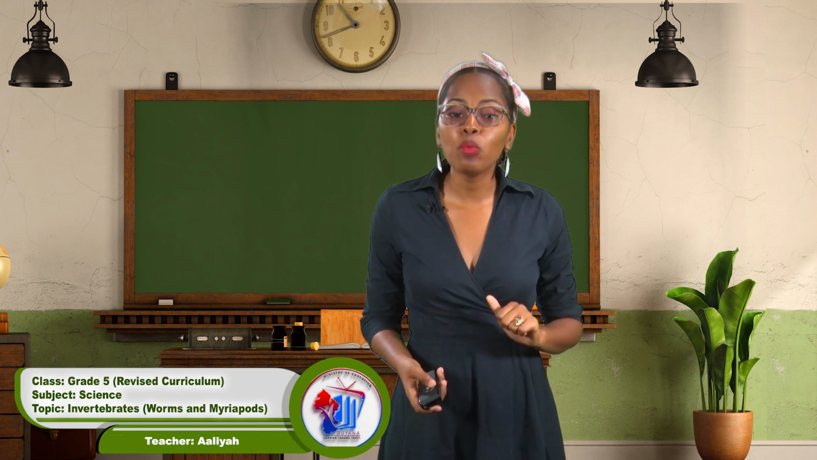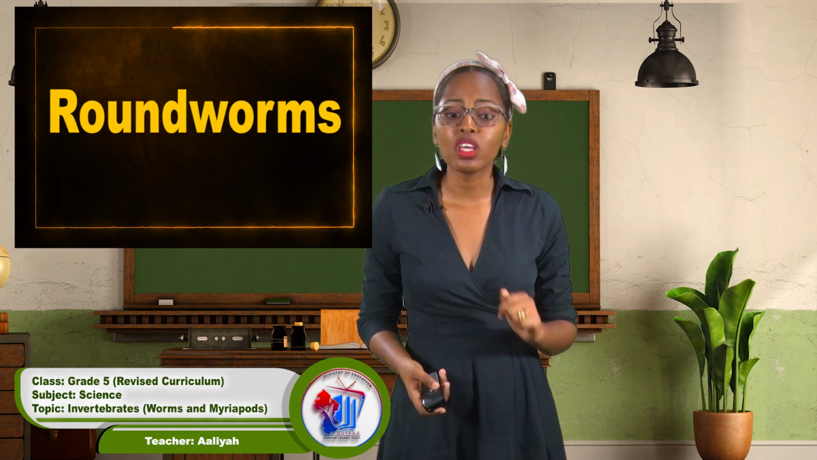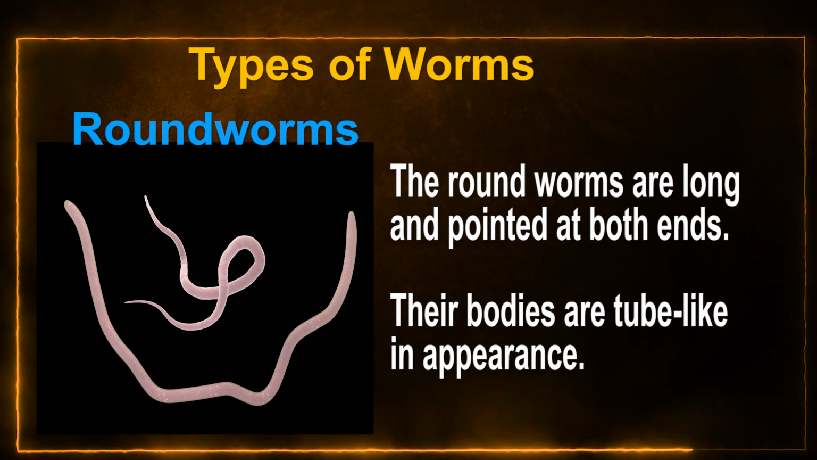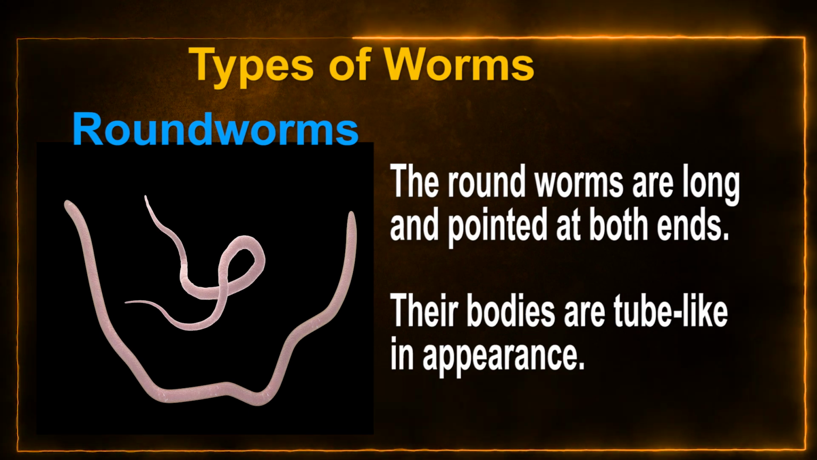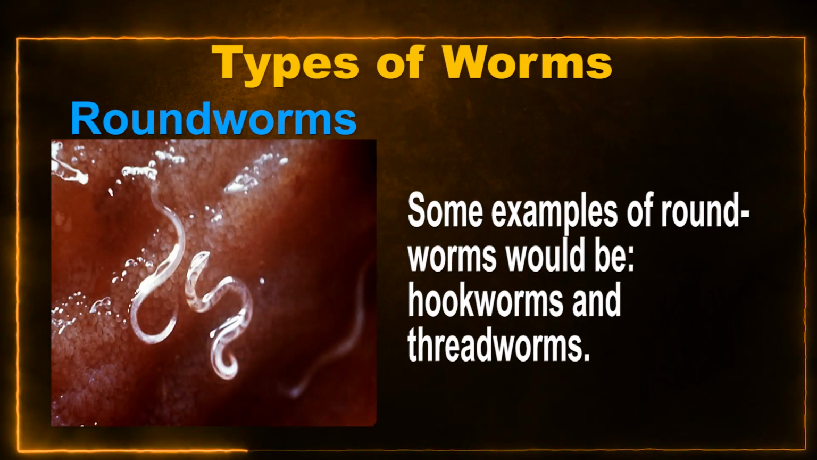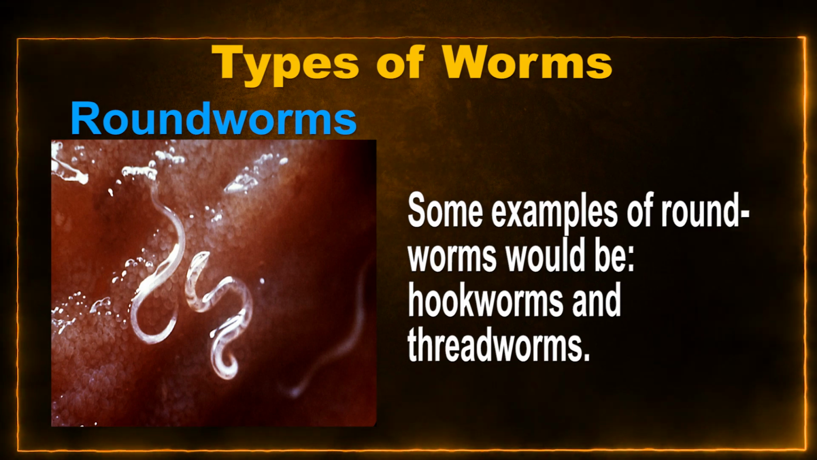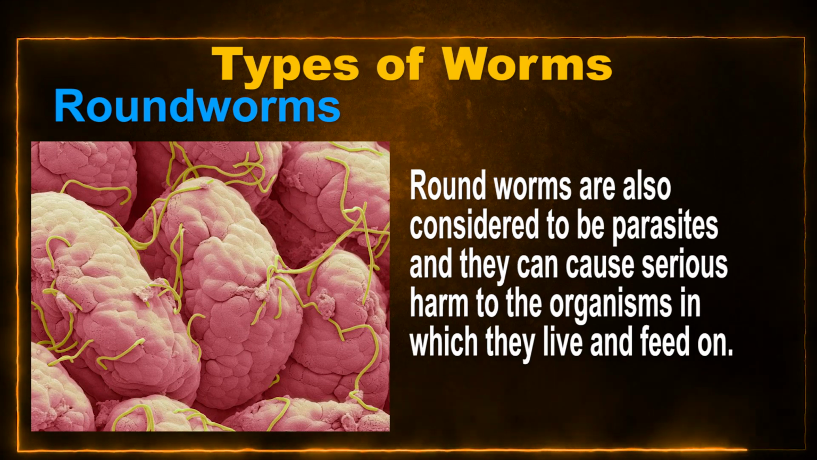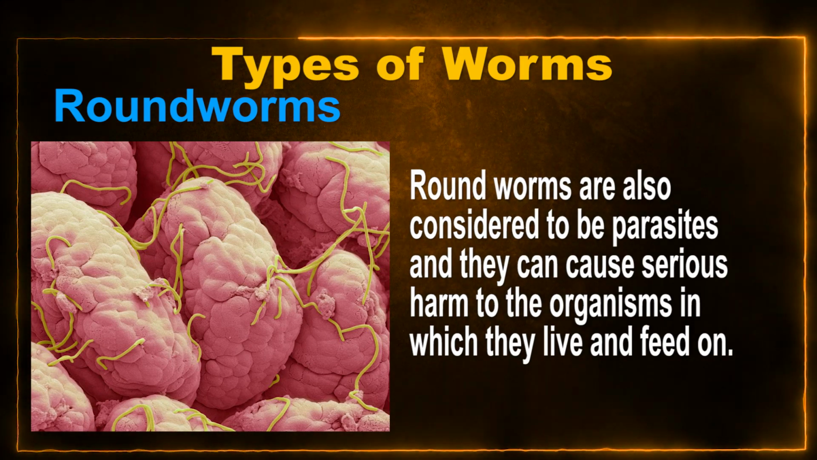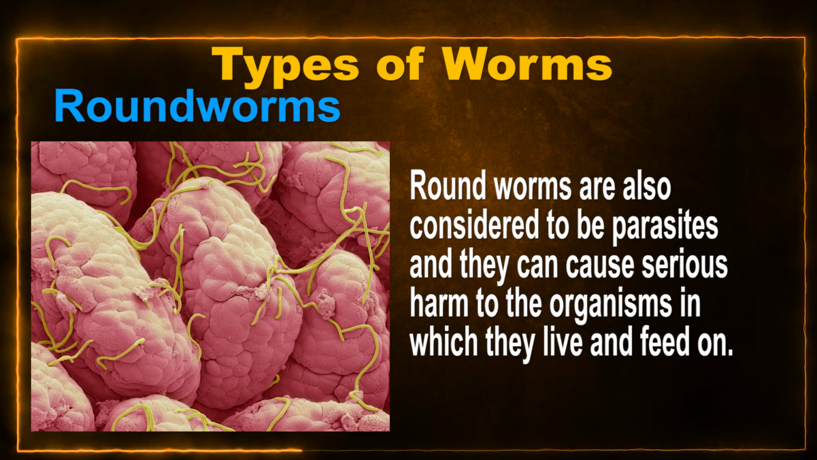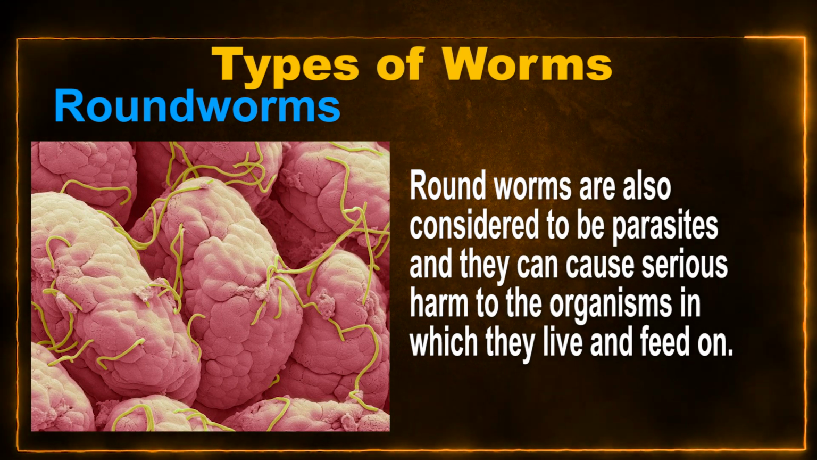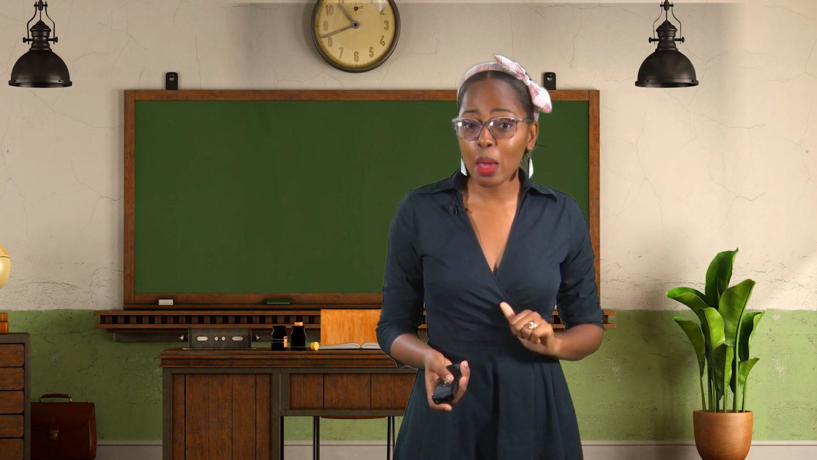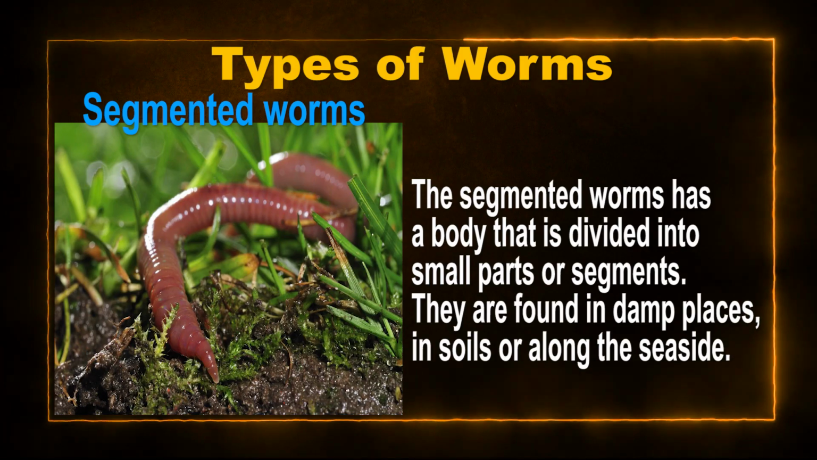Another type of worm would be the roundworm. The roundworm are long and pointed at both ends. Their bodies are tube-like in appearance. Some examples of roundworm would be hookworms and threadworms. Roundworms are also considered to be parasites, and they can cause serious harm to the organism in which they live and feed on.